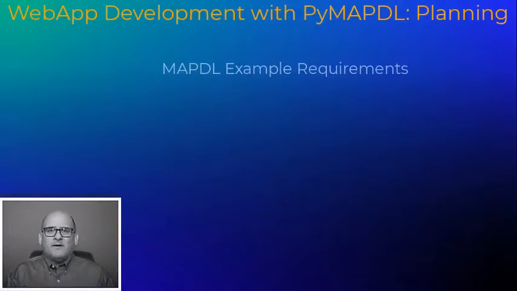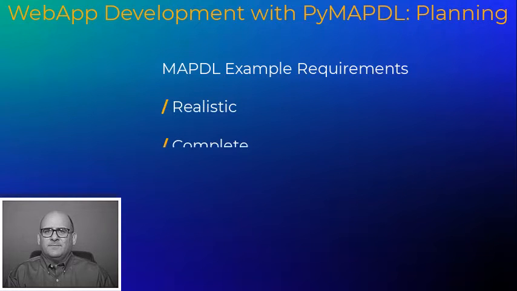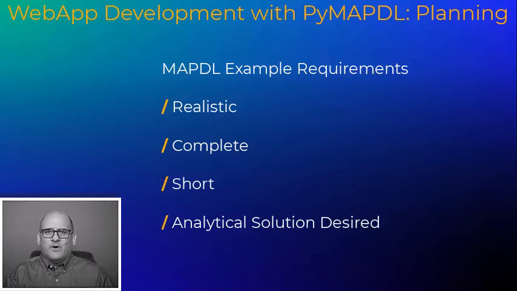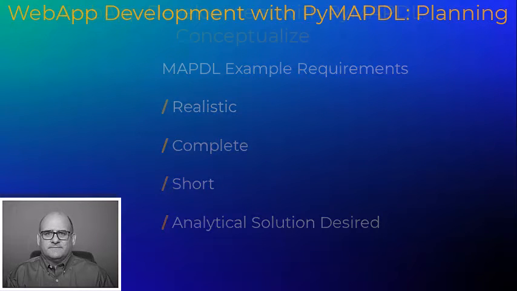For our web app, the PyMAPDL example model should be realistic, complete, yet be a short enough script that we can review it in total. A useful feature of the example will be one that has an analytical solution. This will be helpful when testing the web app inputs range and resulting outputs.